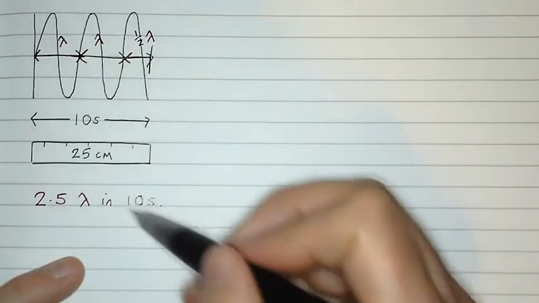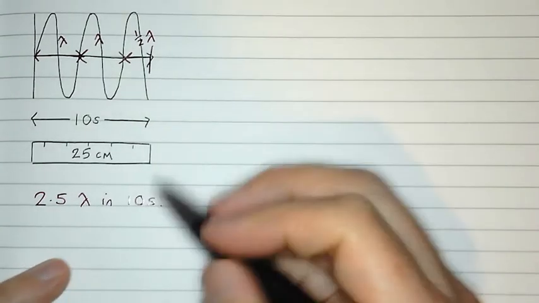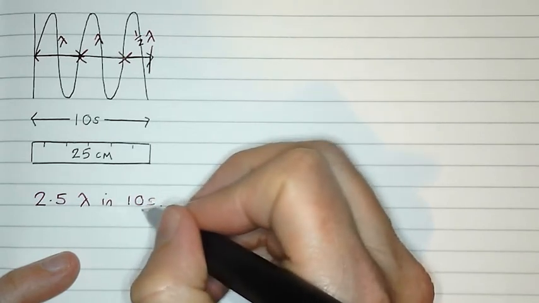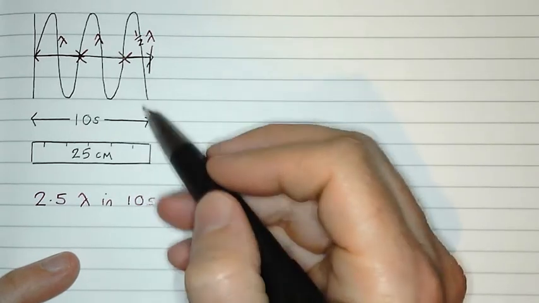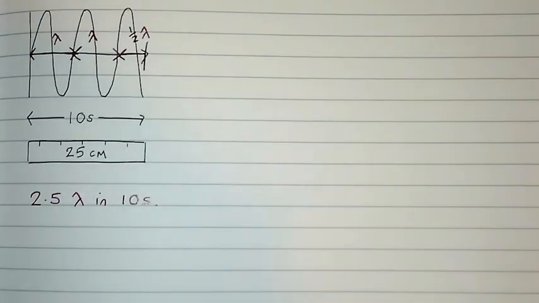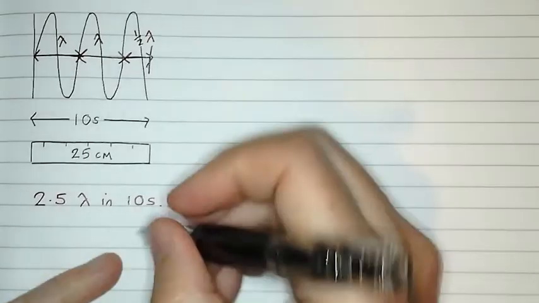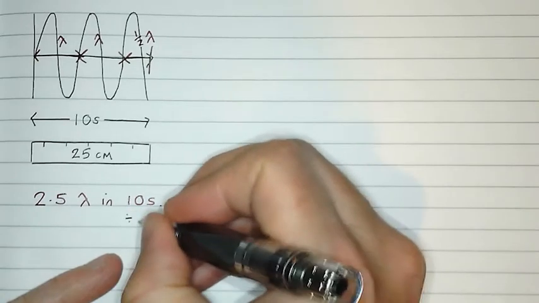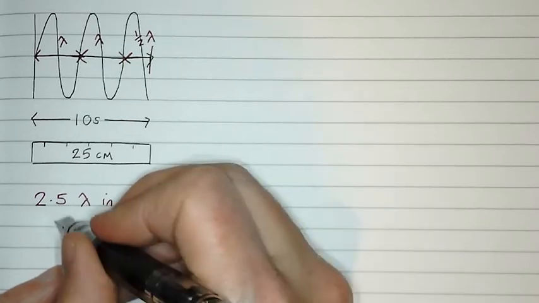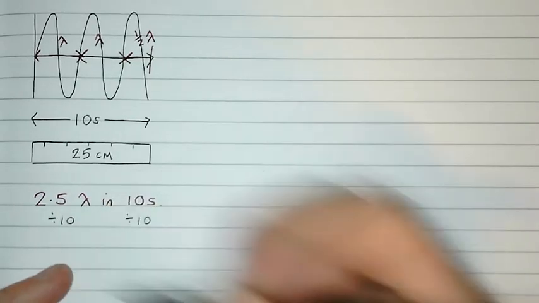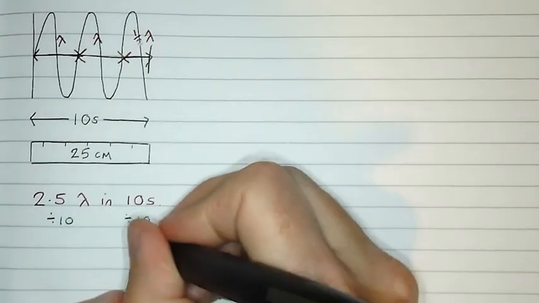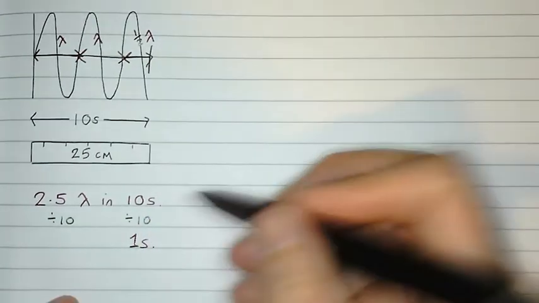Okay, now we should remember doing this from the frequency video, so we can work out the frequency. Now we don't want 10 seconds, because remember frequency is the number of waves per second. So we're going to divide this by itself to get to 1 second. Whatever we do to 1, we do to the other. So we're going to divide that by 10 as well. So that takes us down to 1 second, which is what we want for frequency.